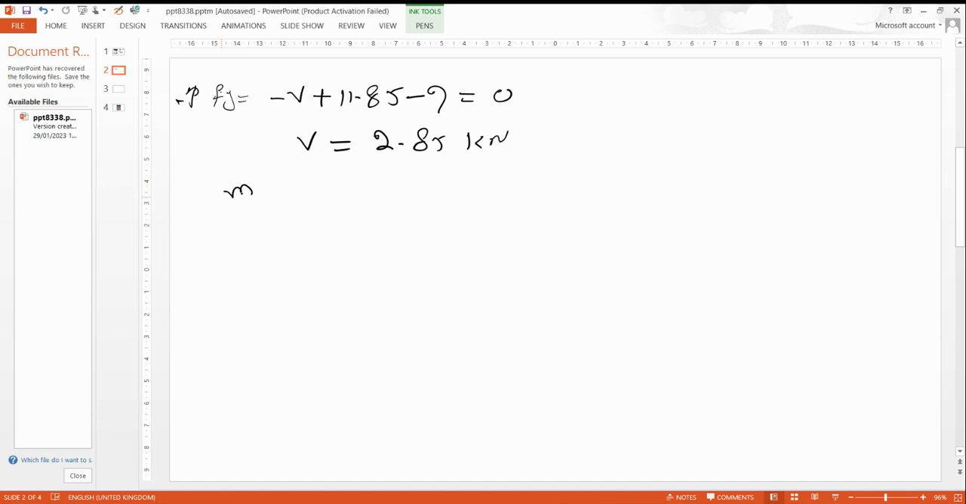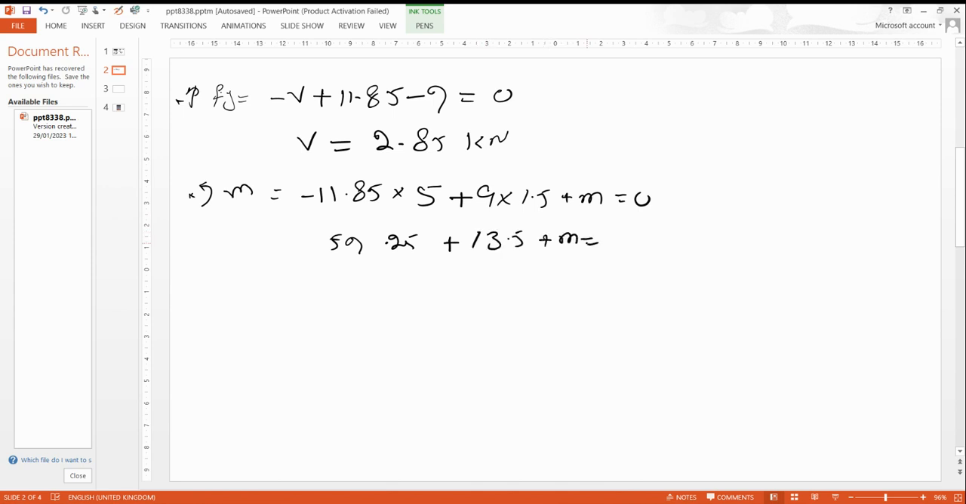Kilometer. So use the moment equation. This one is positive, so 11.85 multiplied by the total distance, which was 5, and this one is negative. The second one is going downward, so it's positive: 9 multiplied by 1.5 plus M equals 0. So 11.85 multiplied by 5, the answer is 59. Plus 9 multiplied by 1.5, so it's 13.5 plus M equals 0.